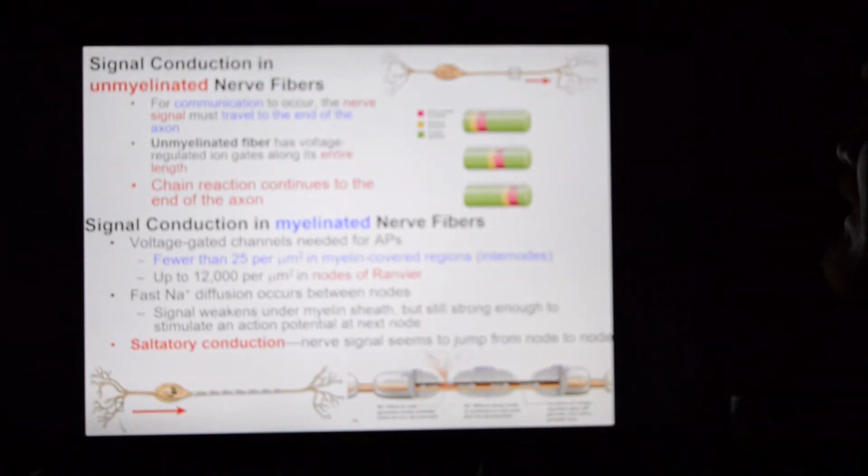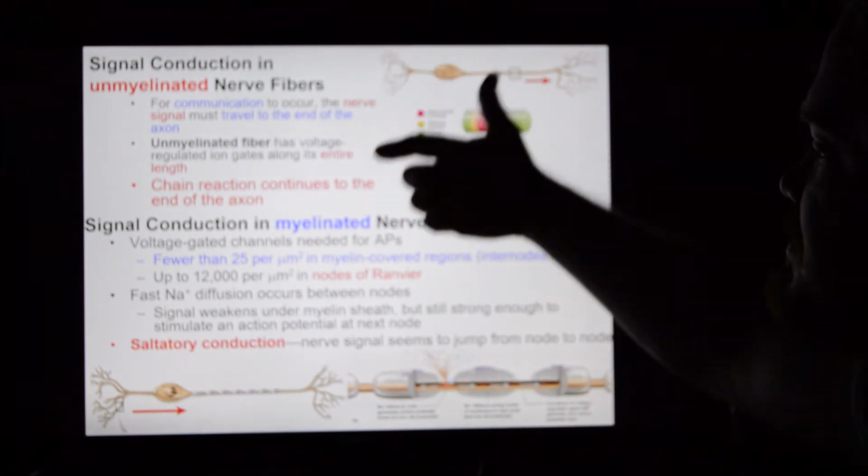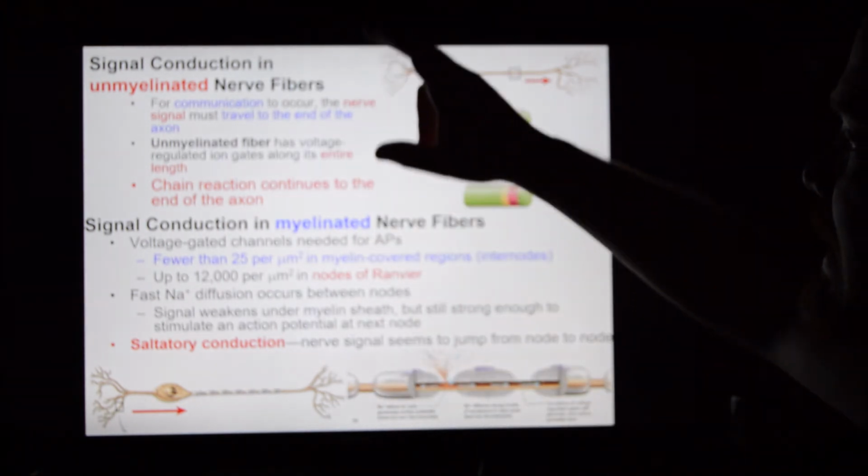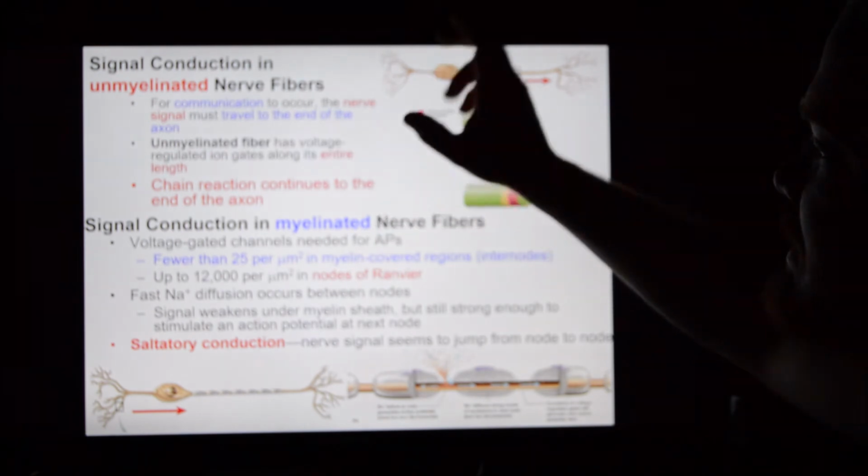Alright, signal conduction. So there are two forms of conduction here. There are unmyelinated neurons, and then there are myelinated neurons. In a myelinated neuron, what you have is what's called continuous conduction.